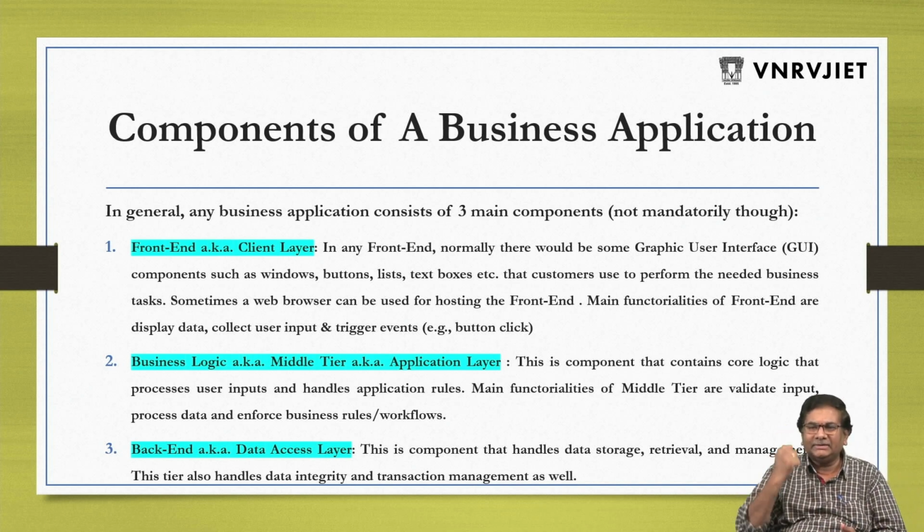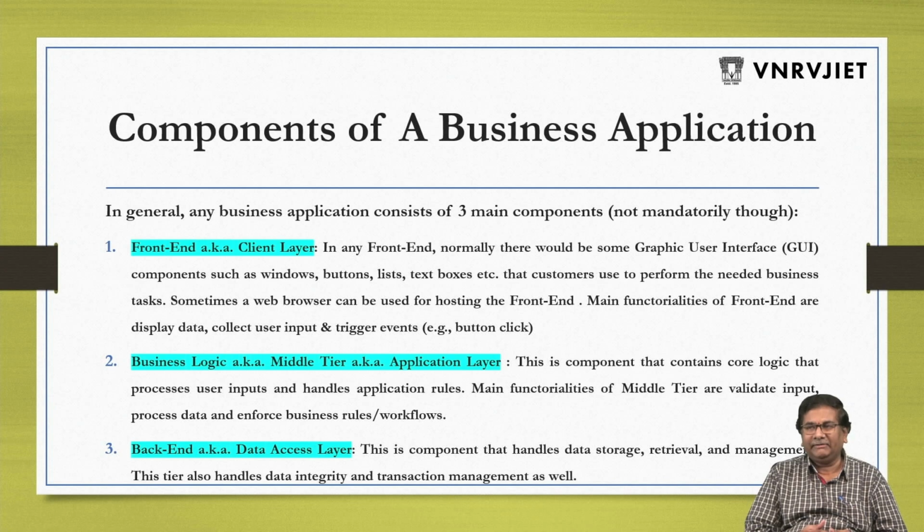This component contains core logic that processes user inputs and handles application rules. Whatever rules need to happen, I just talked about adding two numbers, which is very simple, right? But there could be a lot of complex business rules. Main functionalities of middle tier are to validate input, process data, and enforce business rules and workflows. Well, this is also important.